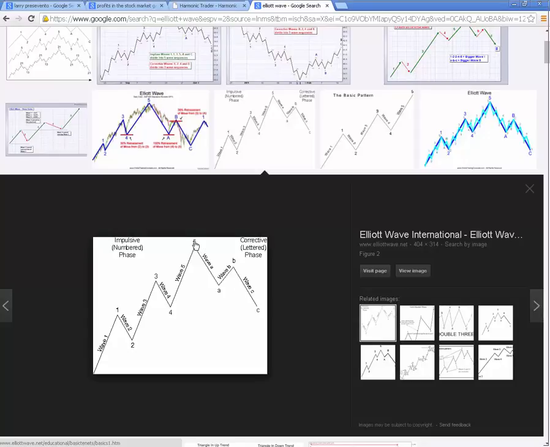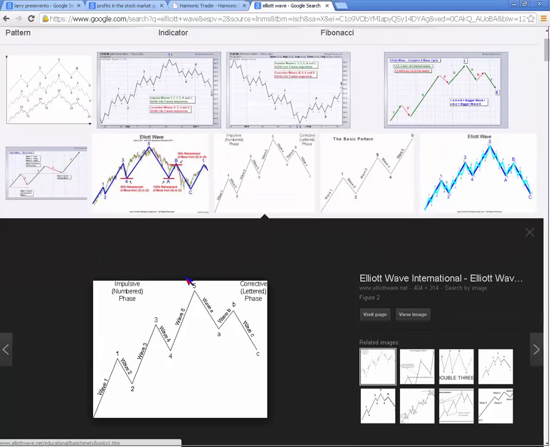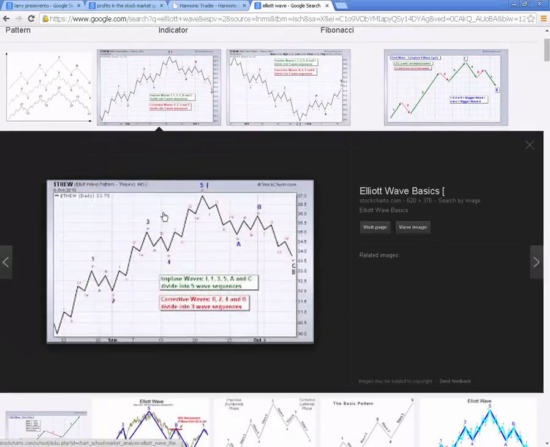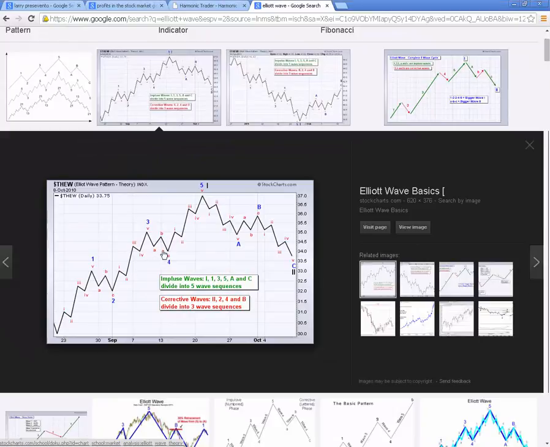Now, I want to make clear that even if you're going from 0 to 1 or 2 to 3 or from 4 to 5, within that you're going to have minor waves. So if you look here at some other people's stuff, we just use other people's stuff. They don't even realize it. All right, they did the work for us.